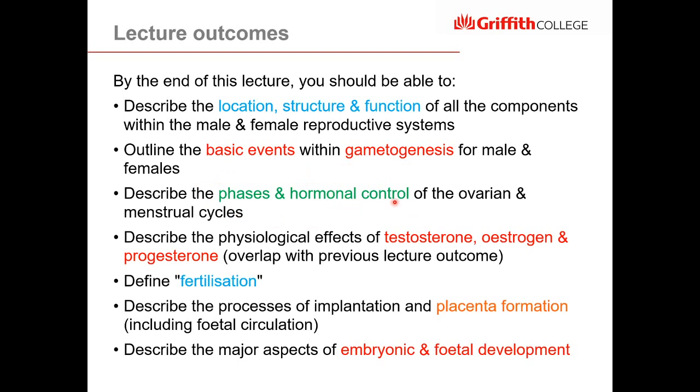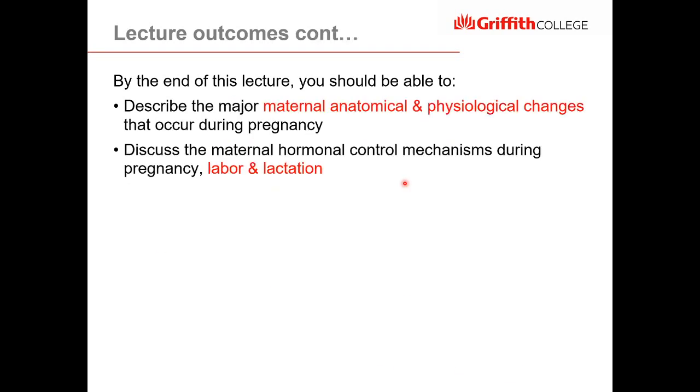We will be looking at the ovarian and uterine cycles, and the various hormonal controls. Again, we're going to keep it nice and short and brief. We're going to be looking at what testosterone, estrogen, and progesterone do. We'll look at what fertilization means and what happens in terms of the implantation of the blastocyst. But again, going to keep it nice and simple. And then we'll wrap up with a little bit of embryonic and fetal development.